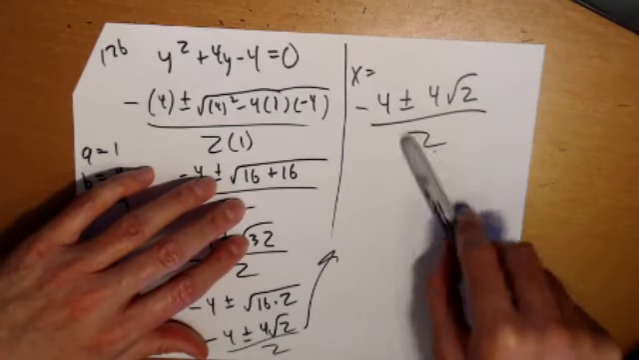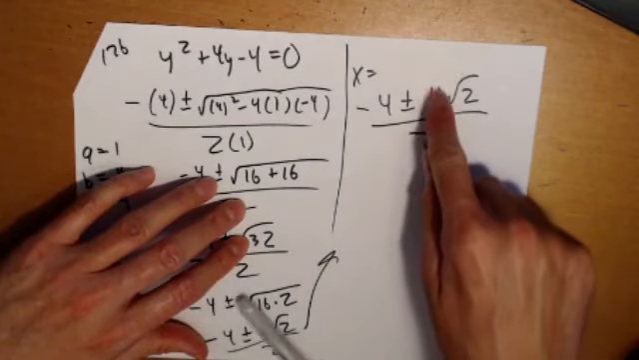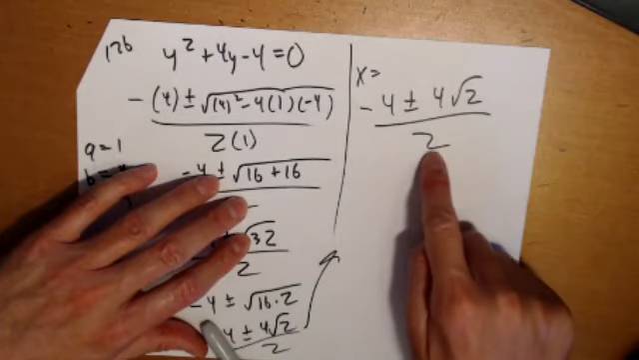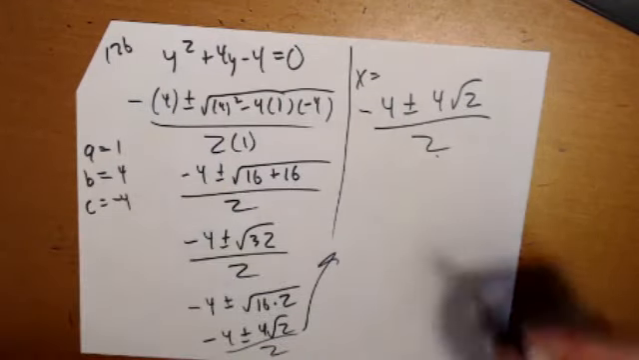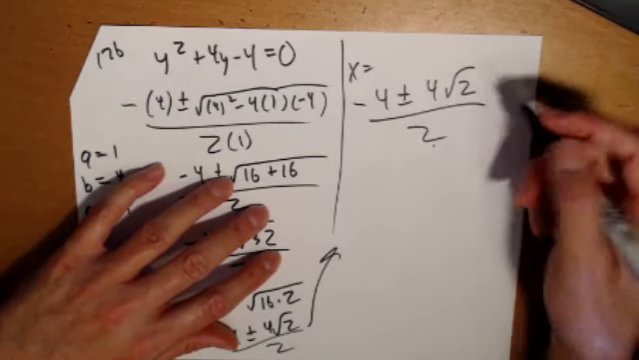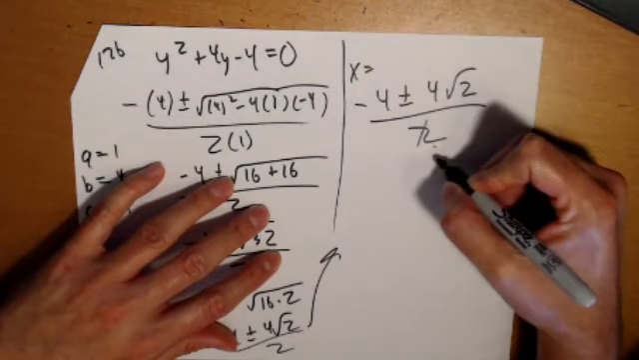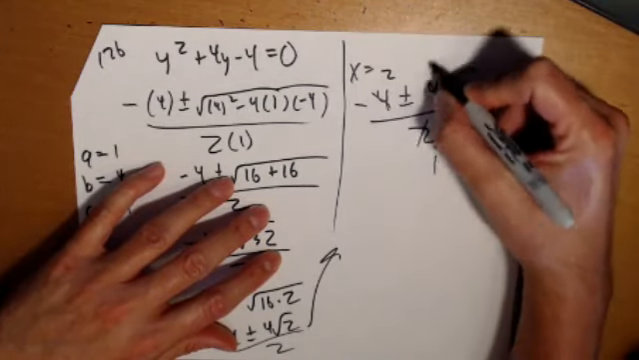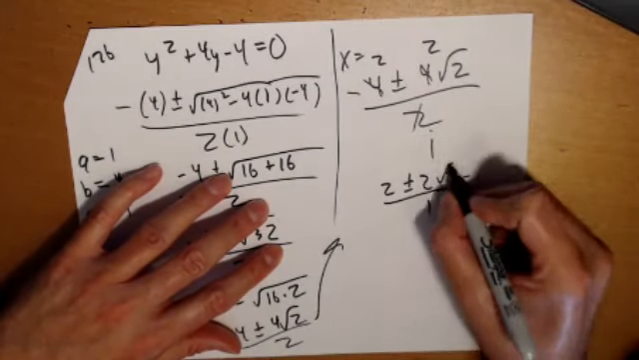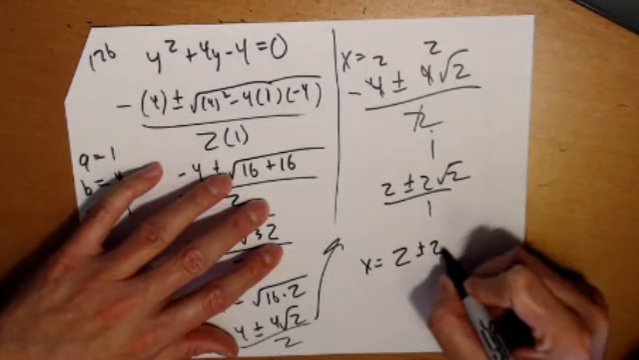So if you're going to reduce the bottom, it has to go with both of them. Be very careful. If it wasn't there, I couldn't reduce it. I have to reduce this 2 with both of them up there. Technically speaking, I'm factoring out a 2 from the top, and the 2 cancels with those, so that becomes a 1. So 2 goes into here twice, 2 goes into here twice. So 2 plus or minus 2 root 2 all over 1. No need to write it over 1, so the final answer is x equals 2 plus or minus 2 root 2.